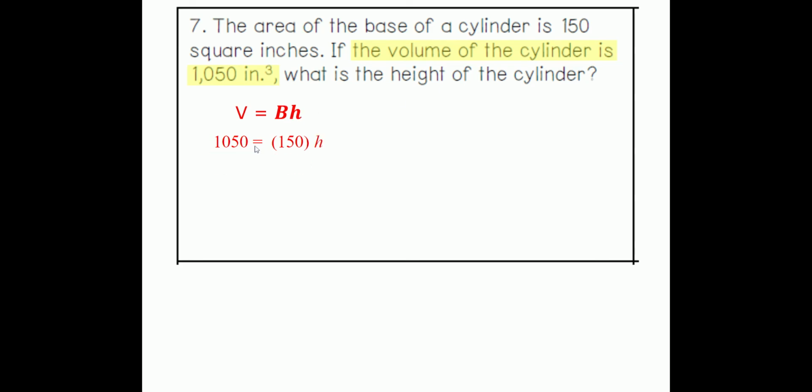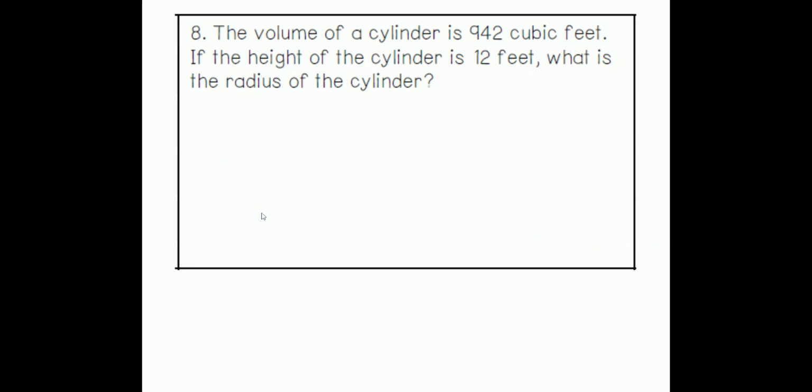So our equation is basically 1050 equals 150H. How do we find H? Well, 150 is being multiplied with H. The inverse operation of multiplying by 150 is dividing by 150, which is what we're going to do to both sides. And H ends up equaling 7. So 7 inches is the height of our cylinder.